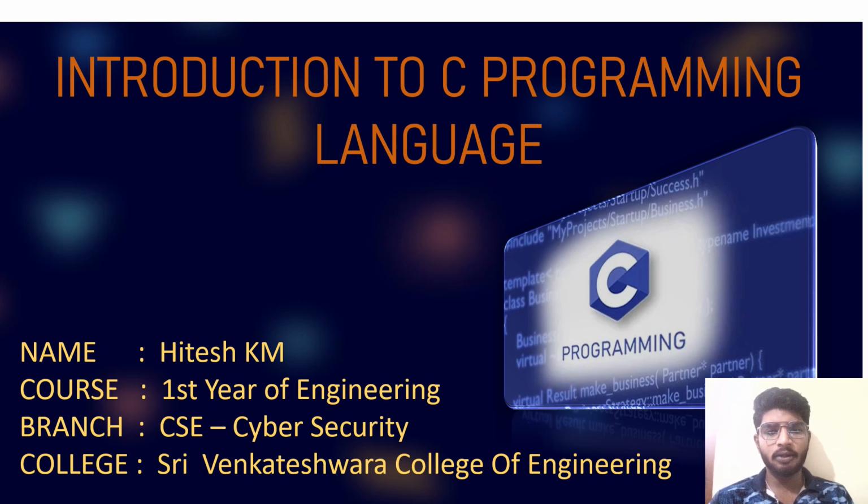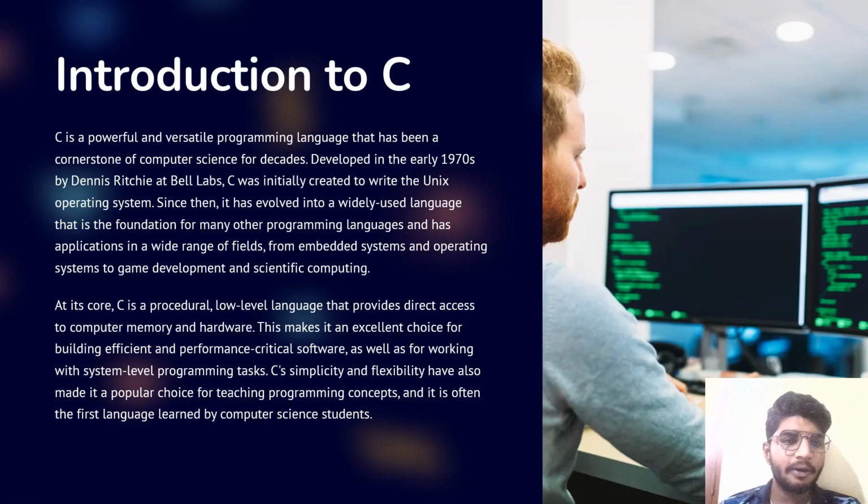Today's presentation is about C programming. Introduction to C. C is a powerful and versatile programming language that has been a cornerstone of computer science for decades. Developed in the 1970s by Dennis Ritchie at Bell Labs, C was initially created to write the Unix operating system. Since then it has evolved into a widely used language that is the foundation for many programming languages and has applications in a wide range of fields, from embedded systems and operating systems to game development and scientific computing.